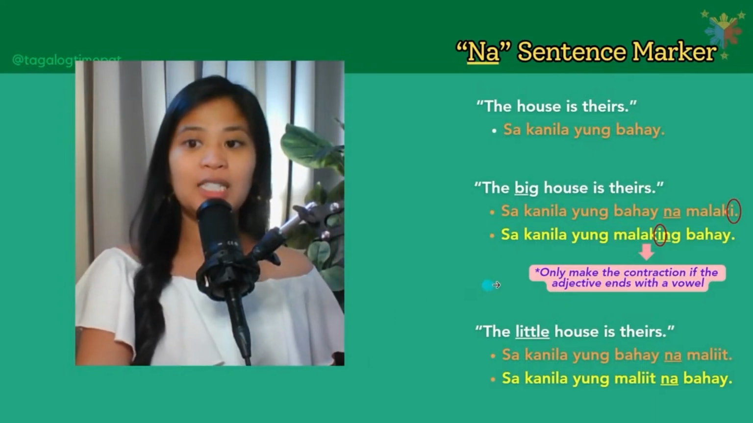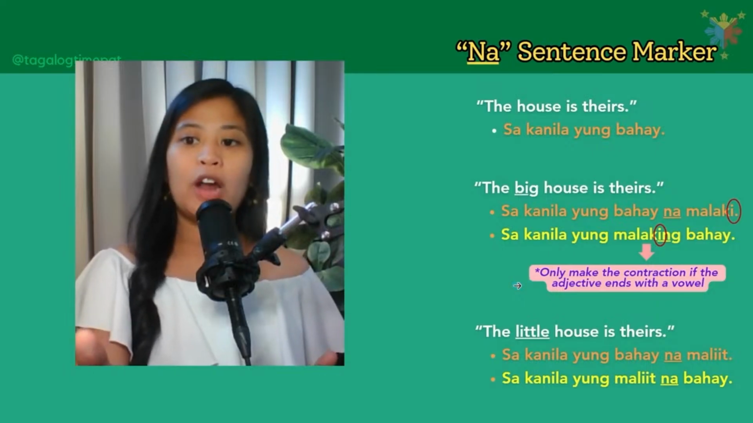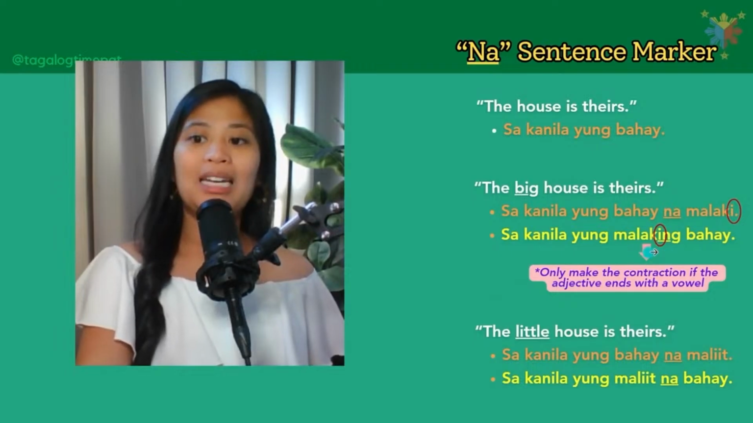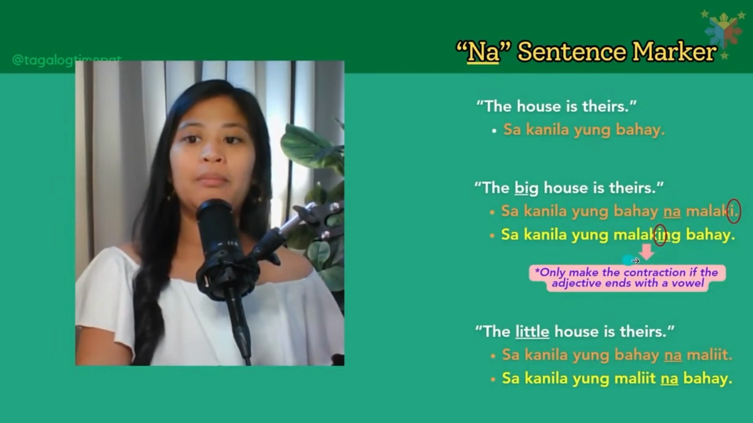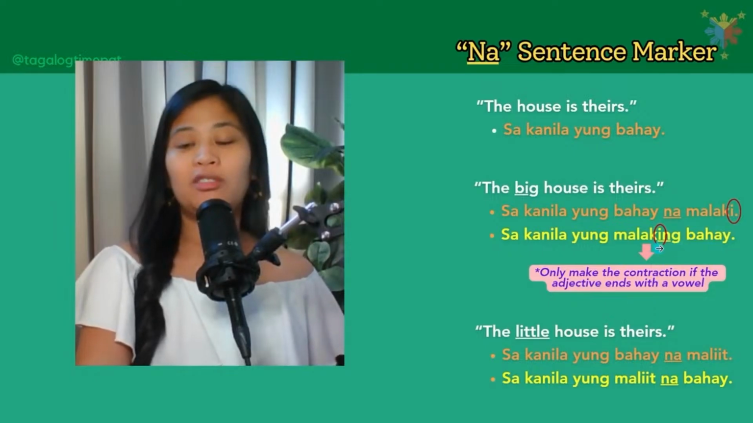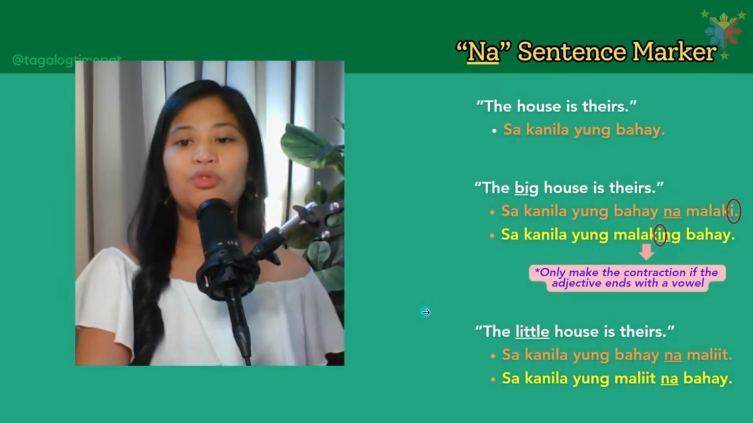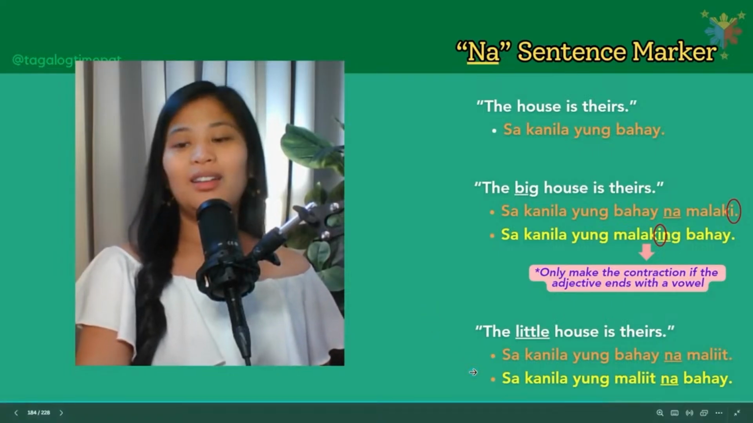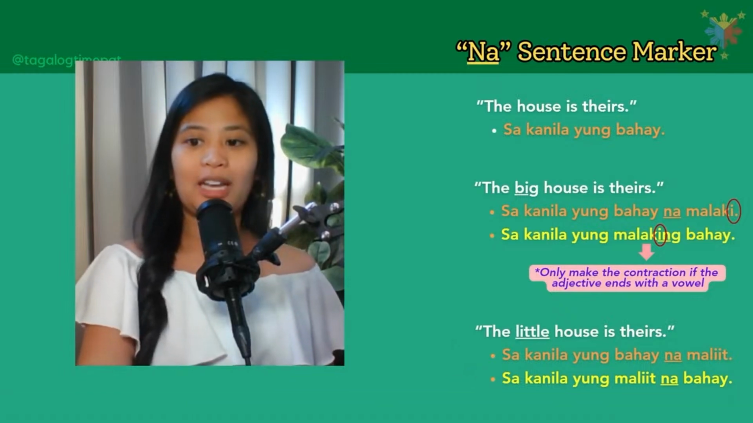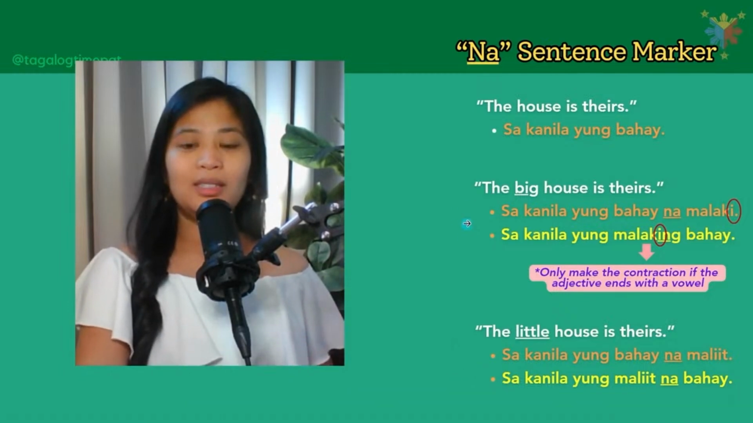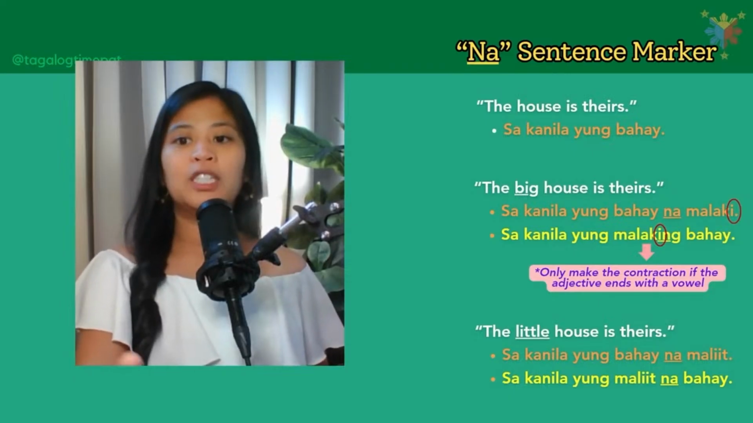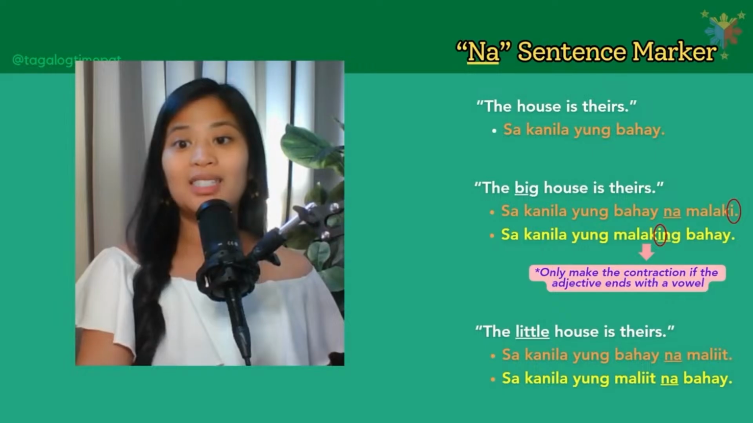If the adjective does end with a vowel, you can make a contraction, and just know that the sentence marker na is there. Malaking bahay technically is malaki na bahay. But we just made the contraction to make it easier to pronounce and make the sentence flow a little bit better. But if the adjective ends with a consonant, you don't make the contraction because it doesn't really work like that. And these two ways to say these phrases are used equally as much. There isn't a formal way, there isn't a casual way. It's just kind of personal preference or depending on what someone wants to say.